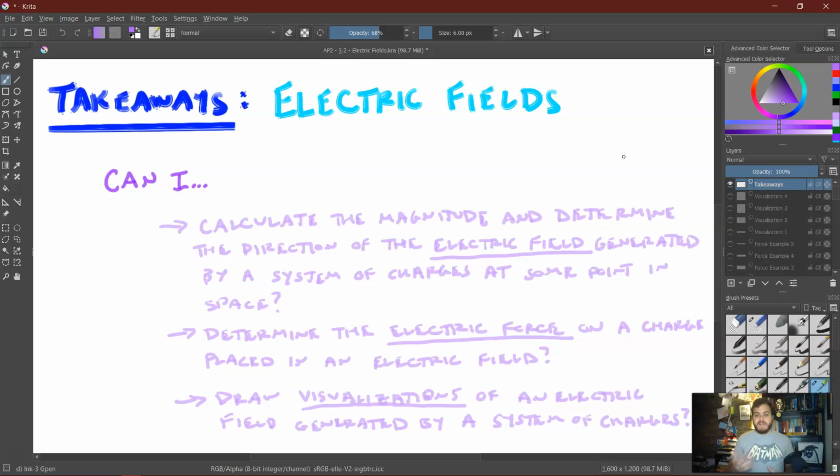Now, can you determine the electric force on a charge placed in an electric field? Keeping in mind that the electric force is just the electric field times the charge of whatever it is that you put in there, and remembering that positive charges will go with the electric field, negative charges will go against the electric field. And then lastly, can we draw visualizations of an electric field generated by a system of charges, either in the form of vectors or in the form of lines, which once again, we're going to practice in much more detail.